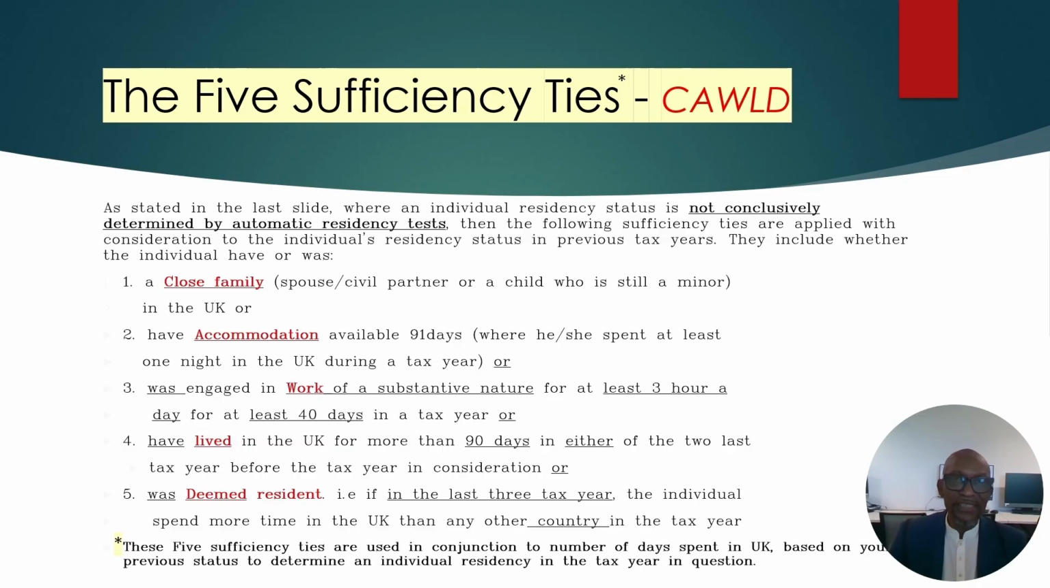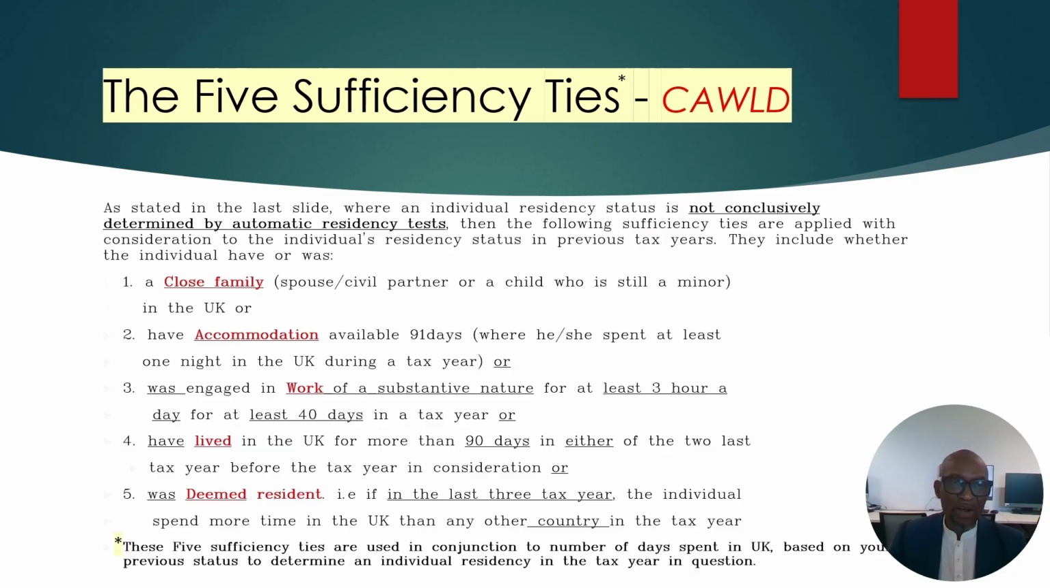This is the sufficient ties test. As stated in my previous slide, where an individual's resident status is not conclusively determined by the automatic residency tests, then the following sufficient ties are applied, with consideration to the individual's residency status in previous tax years. They include whether the individual has, or was 1, have a close family member, which could be a spouse, civil partner, or a child who is still a minor, in the UK.